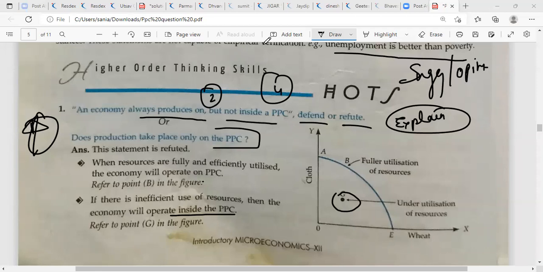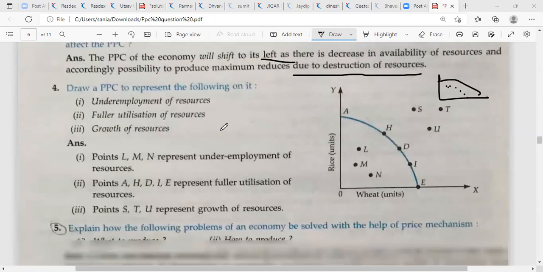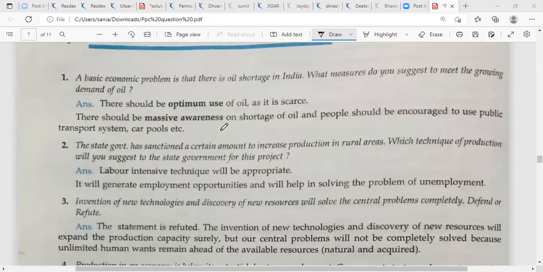So teacher, I'm done. I'm done, ma'am. Okay, both of you done, right? Yes. Now the value-based question.